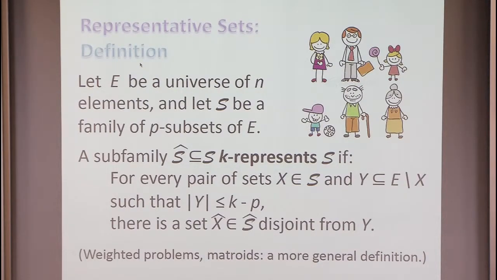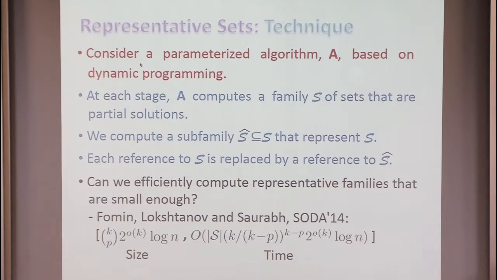So what does it mean? It means that if there is a partial solution in S that can be extended to a solution by adding some set Y, then there is also a partial solution in S hat that can be extended to a solution by adding the same set Y. So in a sense, we keep enough partial solutions in S hat so we can find the solution in the end. And we might also remove a lot of solutions, because we are looking here at a subset of S. Okay, so how do we usually use this definition?